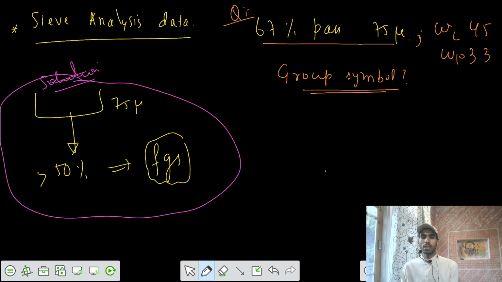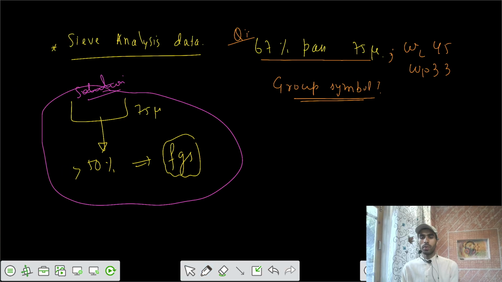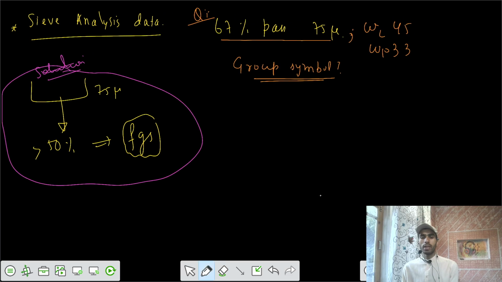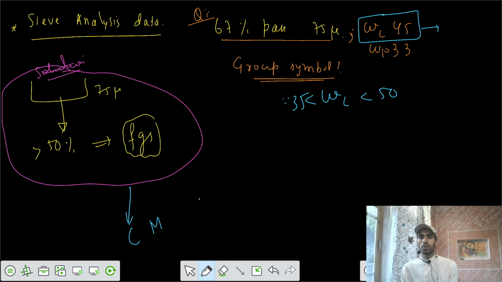Now one thing we got is that the soil is fine-grained soil. It won't be sand or gravel. Your soil can be either clay or silt. And because your liquid limit is 45, which is in the range 35 to 50%, your suffix is intermediate. So we got one part. Your answer would be either CI or MI.